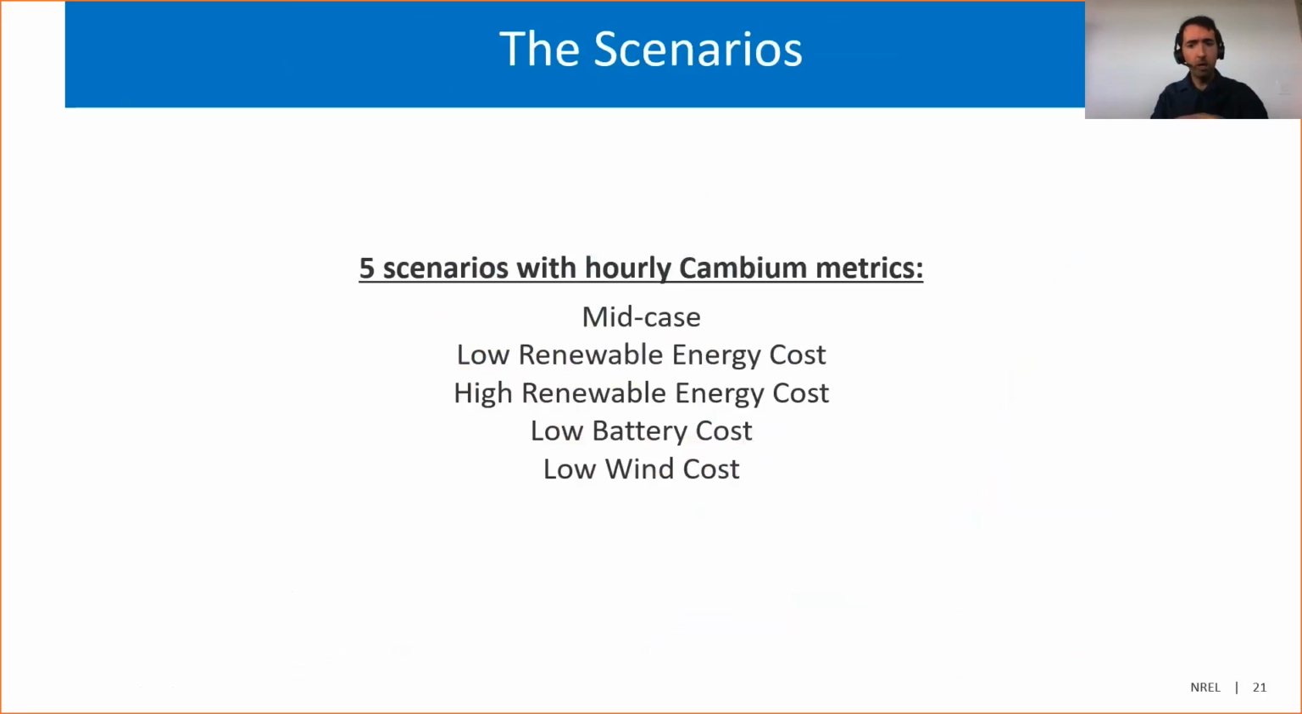Also, I think Wesley mentioned this at the beginning. The full Standard Scenarios has 45 different scenarios. We did not run all of them for this really detailed hourly data set because that's really computationally expensive. So we only ran 5. It's a subset. There's the mid-case, low and high renewable energy costs, low battery costs, and low wind costs.